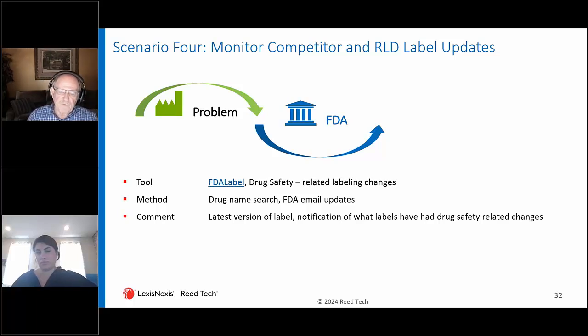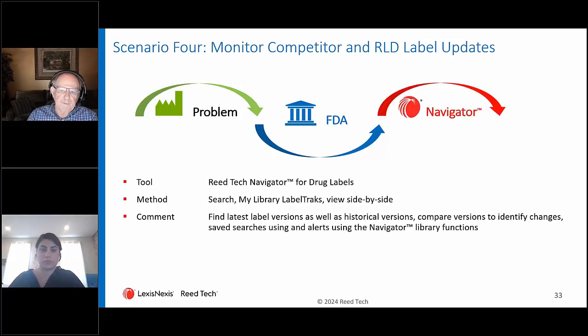DailyMed does have a couple tools for individual products, but I believe Navigator handles this particular scenario much better, where you can build a list and put those watches in place that Julia had talked about before. So do you want to talk a little bit more about that search and the library label tracks for this particular scenario?